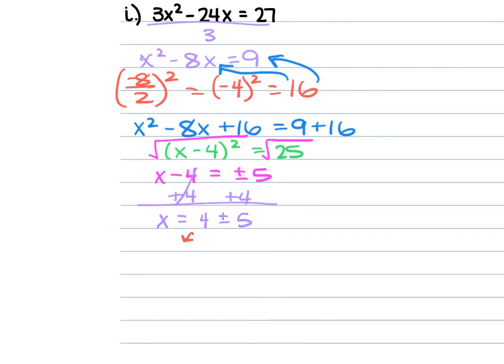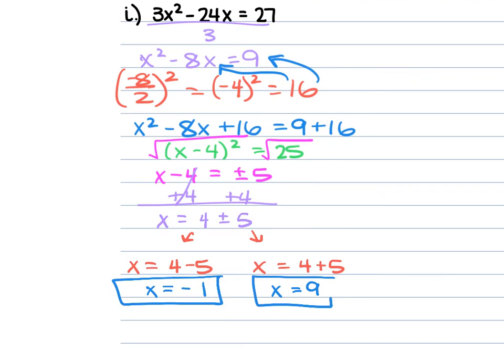is going to turn into two separate equations. So x is equal to 4 minus 5, and x is equal to 4 plus 5. The 4 minus 5 is negative 1. And the 4 plus 5 is 9. So x is equal to negative 1, and x is equal to 9.